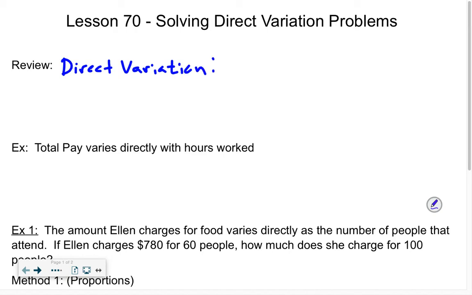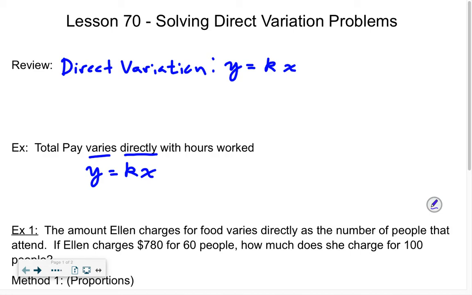Direct variation can first of all be found by doing a couple of different methods. Number one, we could use proportions. We could also use the equation format, which the equation, again for direct variation, is y is equal to some constant k times x. If we go back to our previous example, total pay varies directly with the hours worked. We see this phrase varies directly and we automatically know right away that that is a direct variation problem.